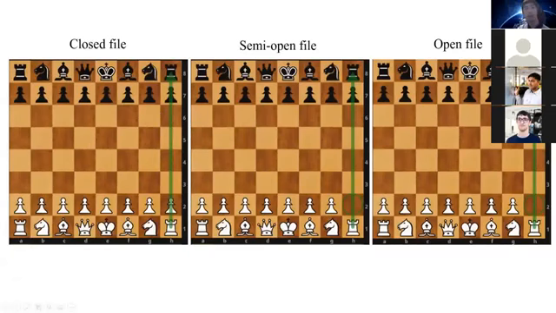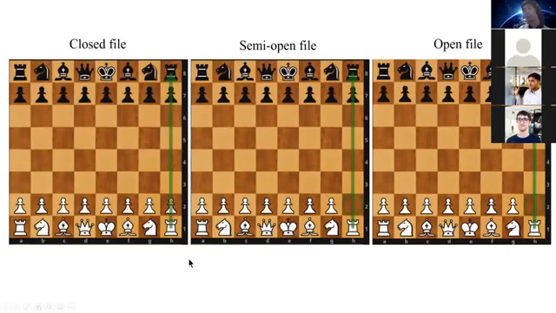And you can have closed files, which means that both pawns are not captured. Semi-open files, where only one pawn is in the way, and then fully open files when there are no pawns in the way. And these files are important because that's where you usually want to place your rook: on an open file or semi-open file, or a closed file which is about to be open, because the rook will gain more squares and be more active.